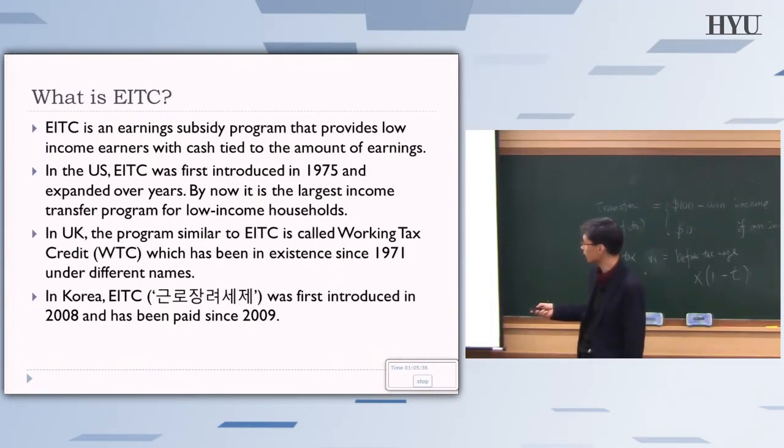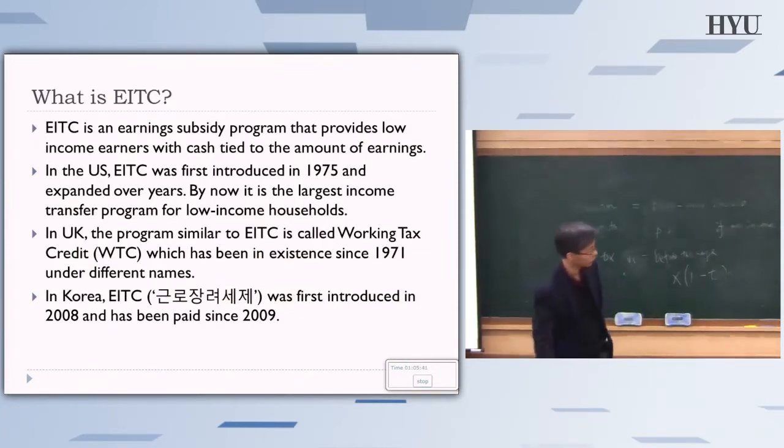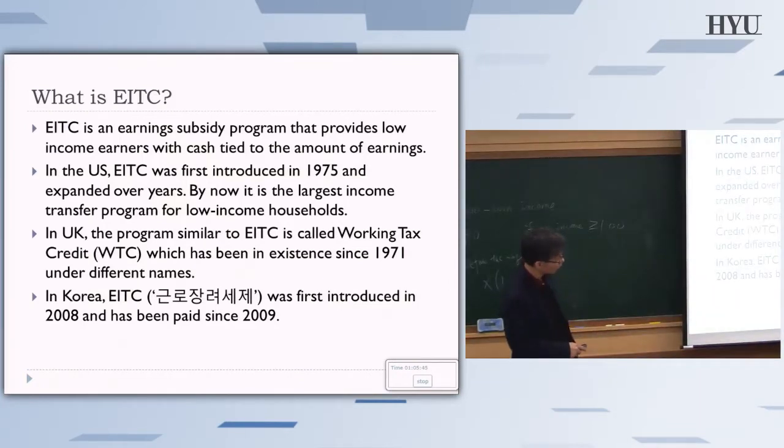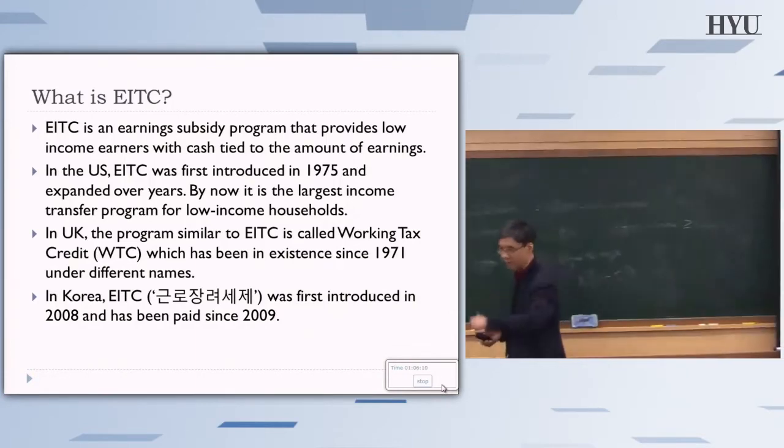In Korea, the EITC was first introduced in 2008. In Korean, we call it 근로장려세제. It literally means the tax program that encourages people to work. But the official English translation is earned income tax credit. The Korean government calls it that because it is pretty much the same program as the US EITC. We have different details, but the idea is the same.